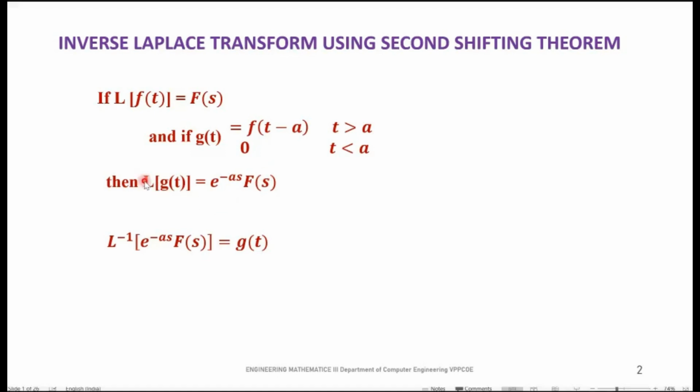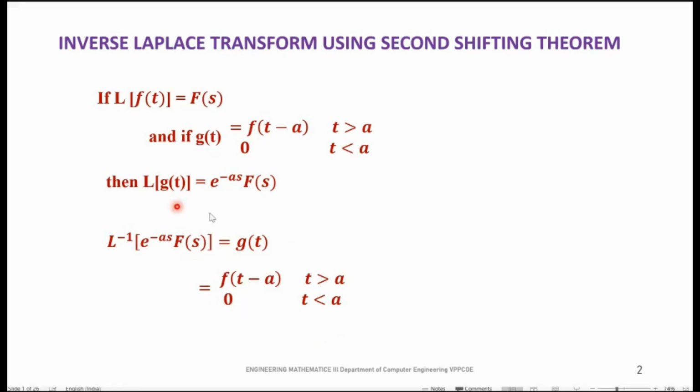Now I am taking L to the right-hand side and I will write L inverse of e raised to minus as F of s is equal to g of t. But what is g of t? g of t is equal to f of t minus a for t greater than a, and is equal to 0 for t less than a.